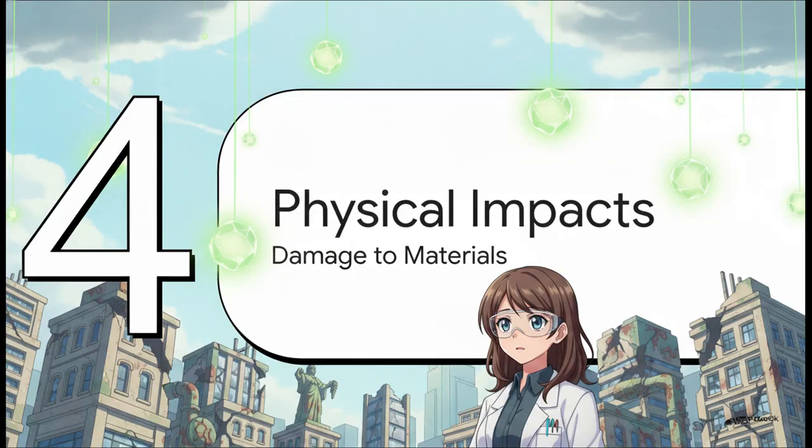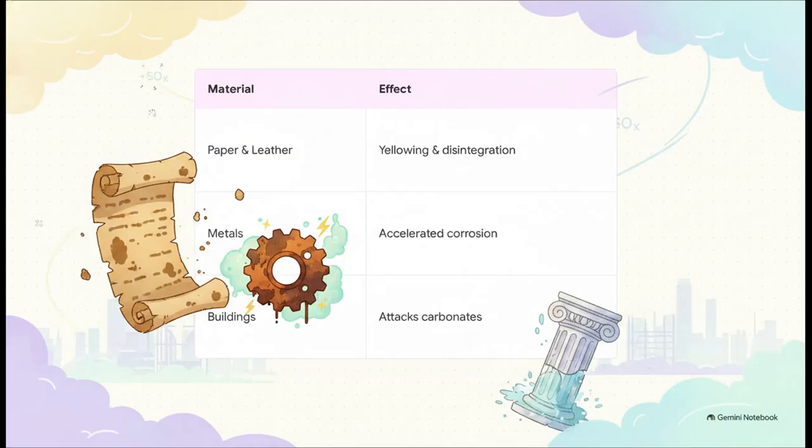Which brings us to Section 4, Physical and Material Impacts. When these soluble compounds mix with atmospheric moisture, they create sulfuric acid aerosols, and these aggressively attack our built environment. Just looking at the data, the impacts are severe.